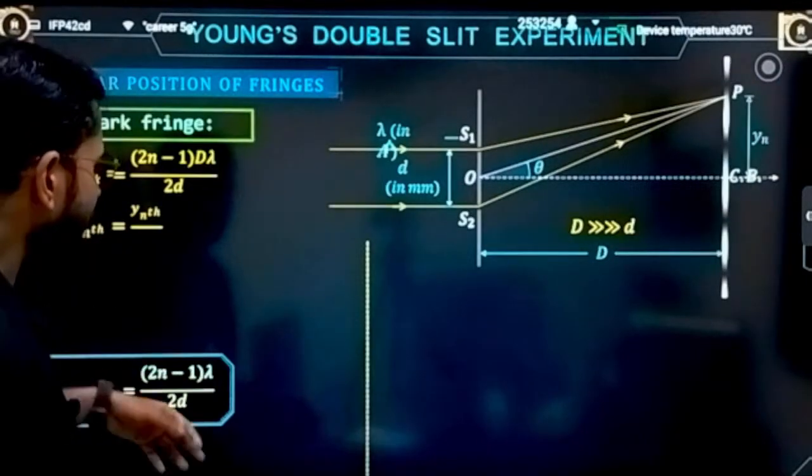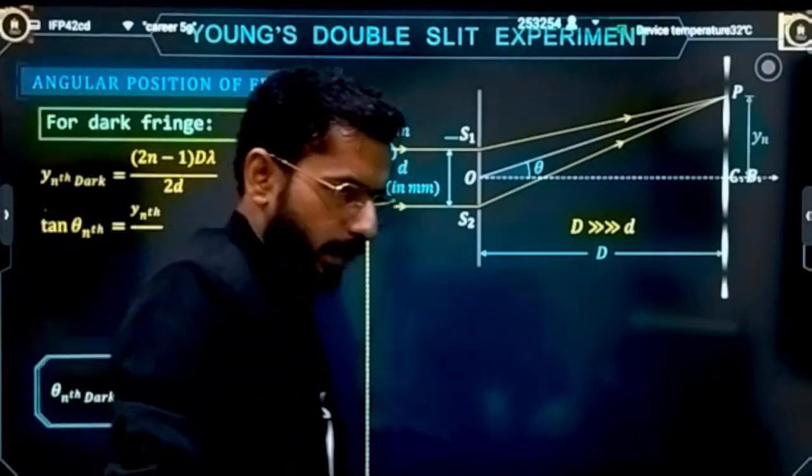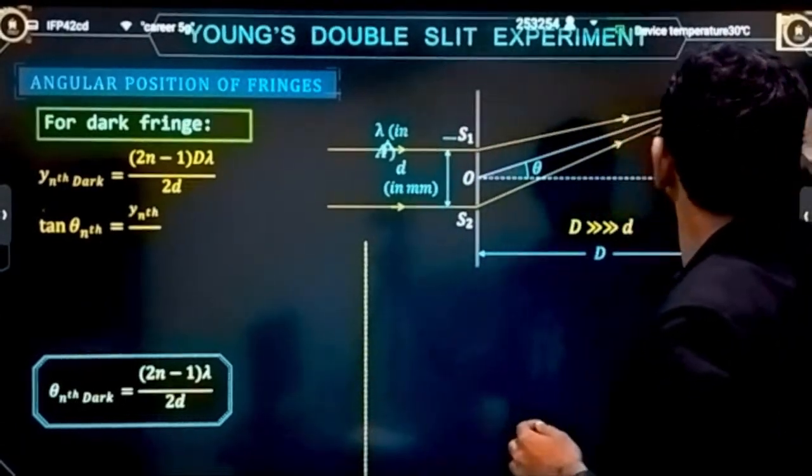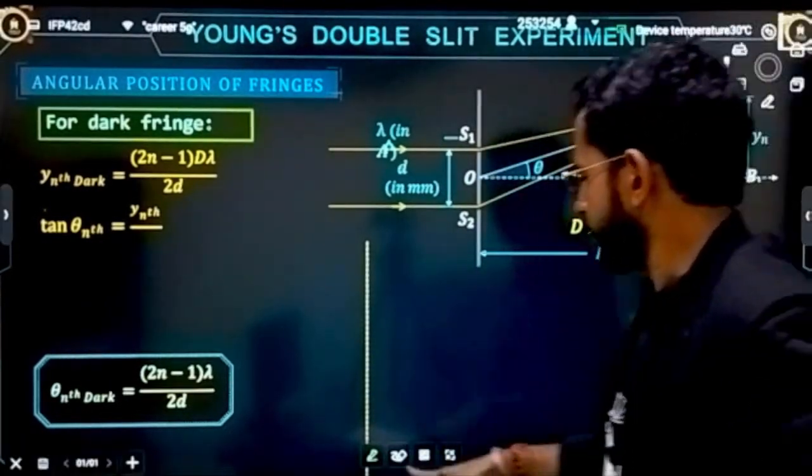Correct? In minimas also, if you want to check, you can check. Here also the same results will be coming. Let's cross check it also. What you can do.